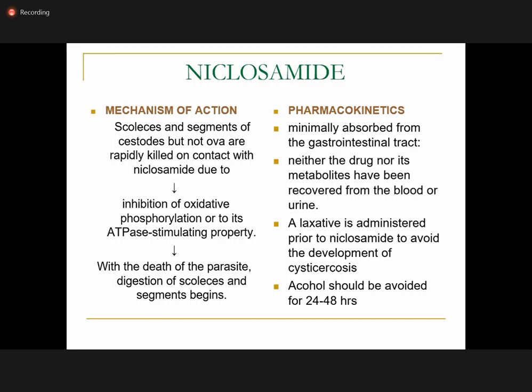Now, niclosamide, and already I told you, is the drug of first choice in the treatment of which group? Cestode group, right? But praziquantel is also preferred. So both drugs can be given, either praziquantel or niclosamide, right? Scolices and segments of cestodes, but not ova, are rapidly killed on contact with niclosamide. Through which mechanism? Inhibition of oxidative phosphorylation or its ATPase stimulating property. With the death of the worm, digestion of scolices and segments begins.